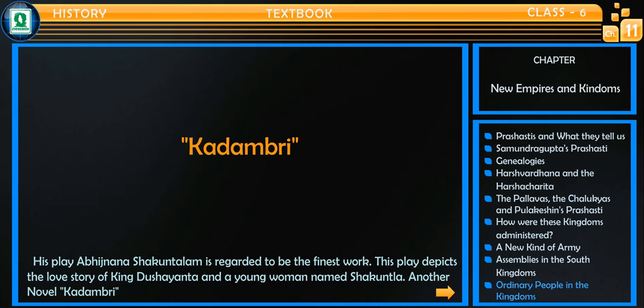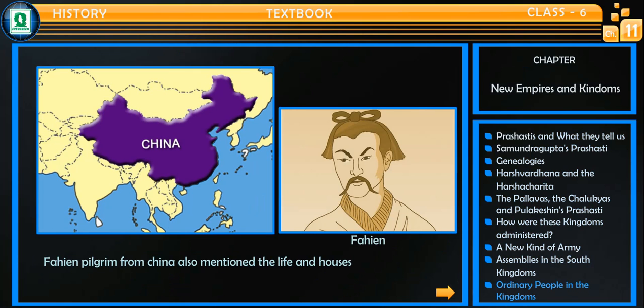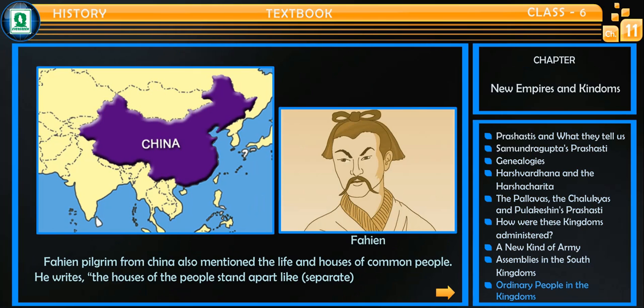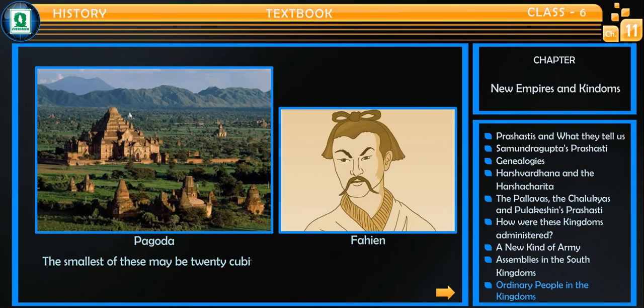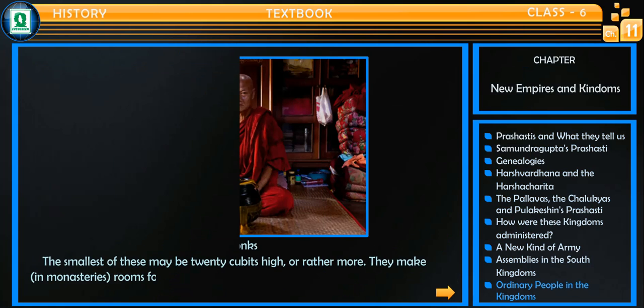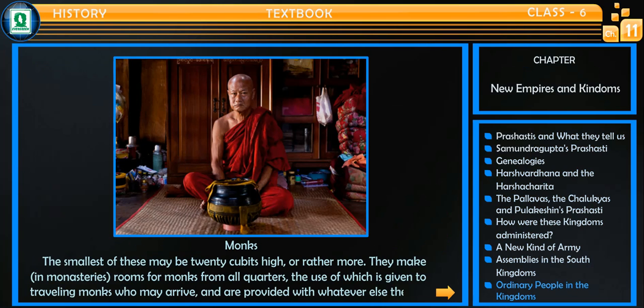Another novel, Kadambari, also throws light on the life and beliefs of the ordinary people. Fa Hien, a pilgrim from China, also mentioned the life and houses of common people. He writes, "The houses of the people stand apart like separate stars, and each family has a small tope, that is, pagoda, reared in front of its door. The smallest of these may be 20 cubits high, or rather more. They make, in monasteries, rooms for monks from all quarters, the use of which is given to travelling monks who may arrive and are provided with whatever else they require."